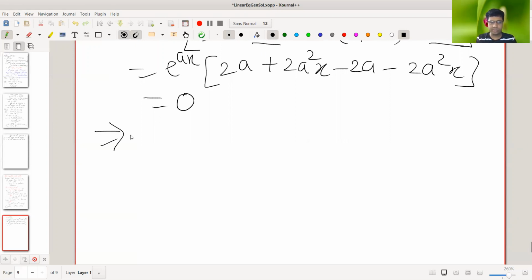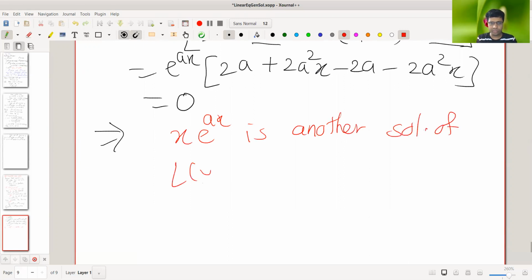This implies x e raised to ax is another solution of L of y equal to 0. Okay, we already have one solution as e raised to ax. This is another solution. If these two functions are linearly independent, then we can take these two functions and form the general solution of L of y equal to 0, and we are done. Okay, so let us check whether these two are independent.